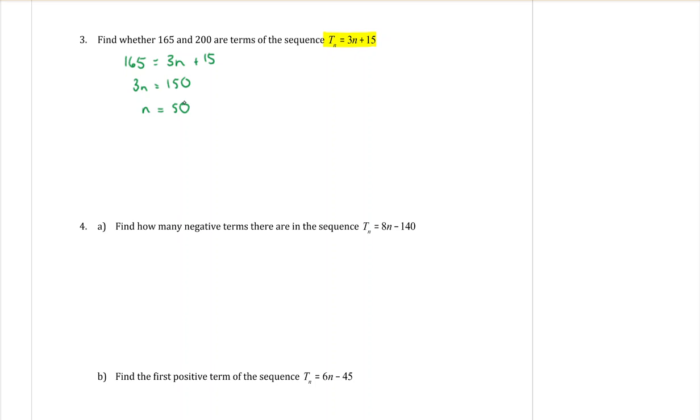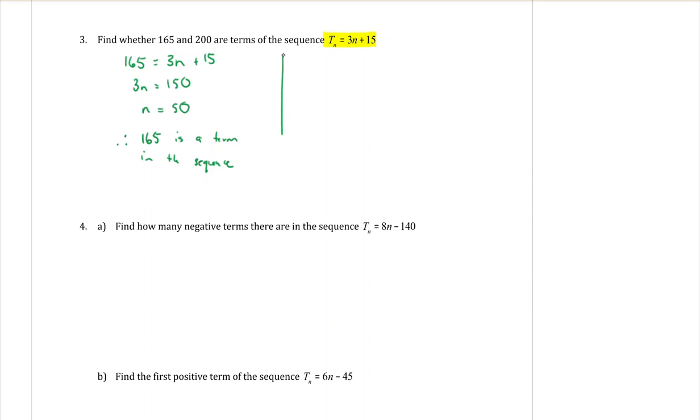Because that worked out to be exactly 50, a nice whole number, that means that 165 is a term in that sequence. And again, if you're double checking this in your head, you could then put that 50 back in here and go, if I want the 50th term, 3 times 50 is 150 plus the 15 is 165. It gives me that value back. So let's just write a little conclusion there. Therefore, 165 is a term in the sequence.